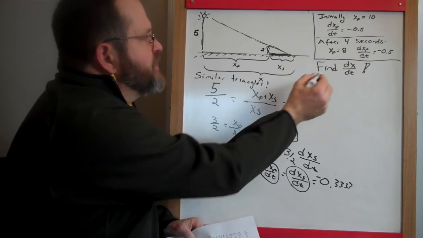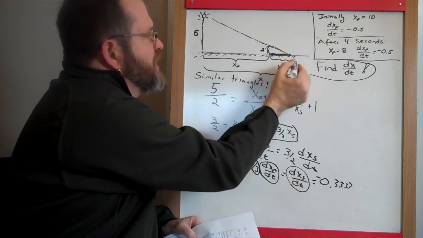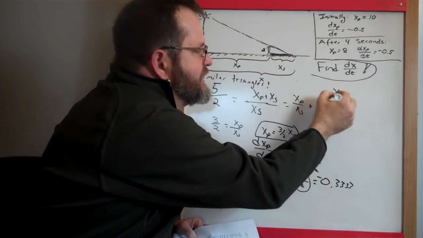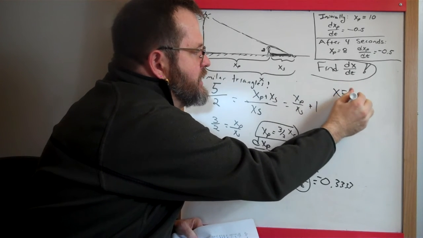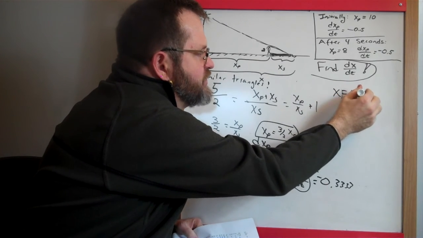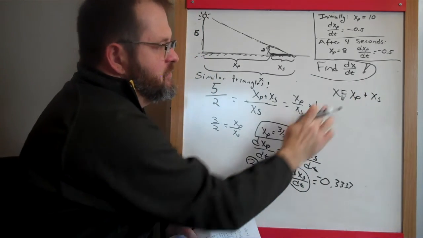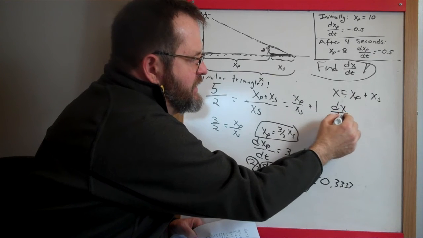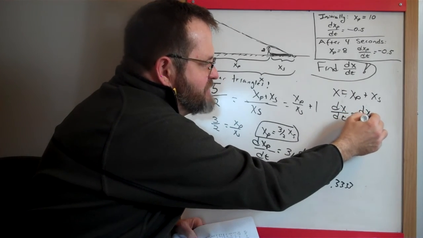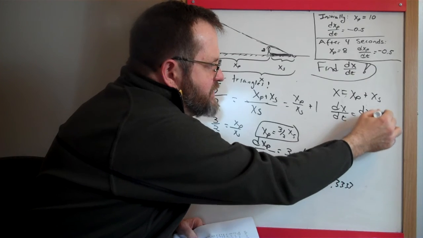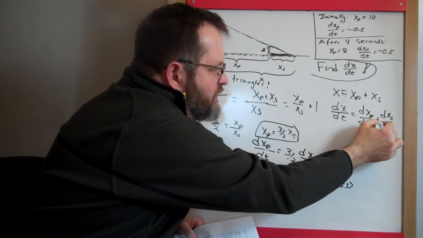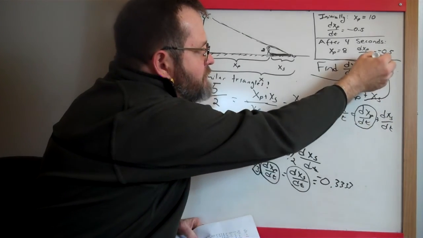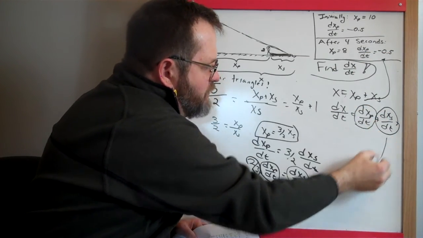But remember, we actually want the distance the tip of the shadow is from the base of the lamp. Well, if x is equal to the distance the person is away plus the length of the shadow, then the change in the distance there with respect to time is just dxp/dt plus the derivative of the length of the shadow with respect to time. And now we have all those numbers. This one is given to us in the problem. This one is what we just found.